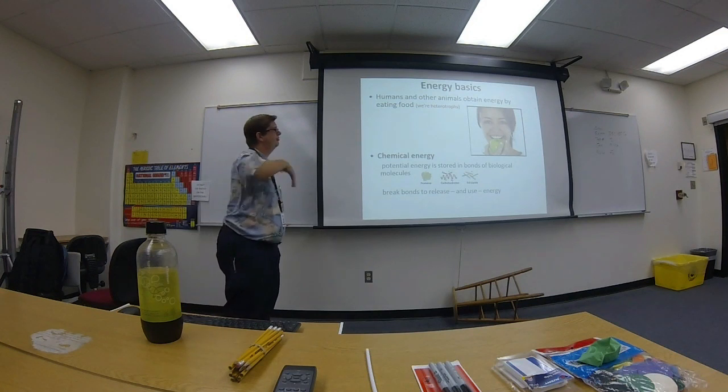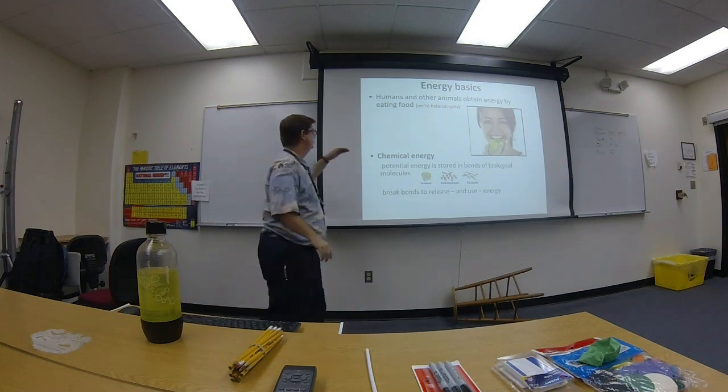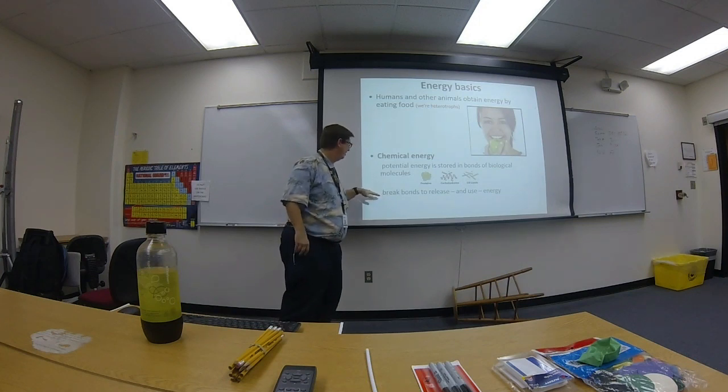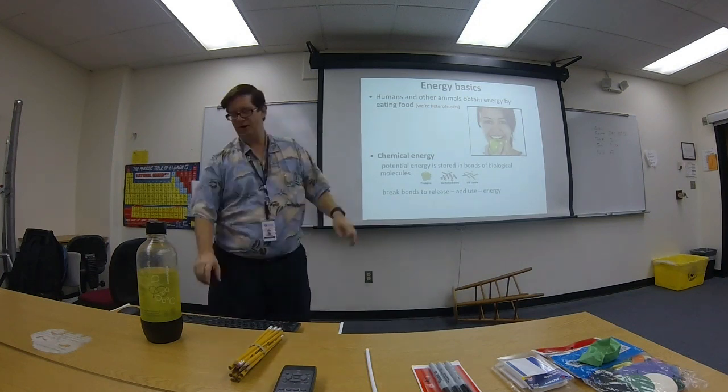Autotrophs make their own food. Heterotrophs have to eat something to survive. Chemical energy, potential energy stored in biological molecules. You've heard that twice in the last 3 slides. We break these bonds, we release the energy.